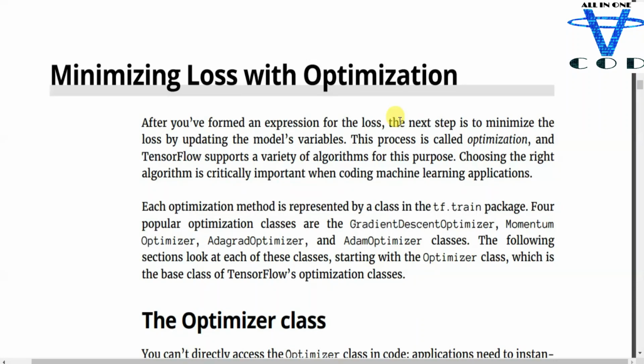TensorFlow has lots of different optimization algorithms like GradientDescentOptimizer, AdamOptimizer, AdagradOptimizer classes. You can choose whichever you want. Choosing the right algorithm is critically important when coding a machine learning application.